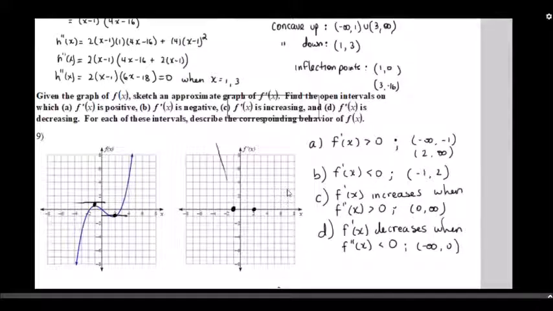So from negative infinity to negative 1, it's above the x-axis. And from 2 to infinity, it's above the x-axis, so it may look something like that. Those are both above the x-axis. And between negative 1 and 2, it's below the x-axis. F prime of x is less than 0. And then for part C and D, well, let me finish with part B. To be below the x-axis, looks like we're going to have a little piece that dips down, like that.